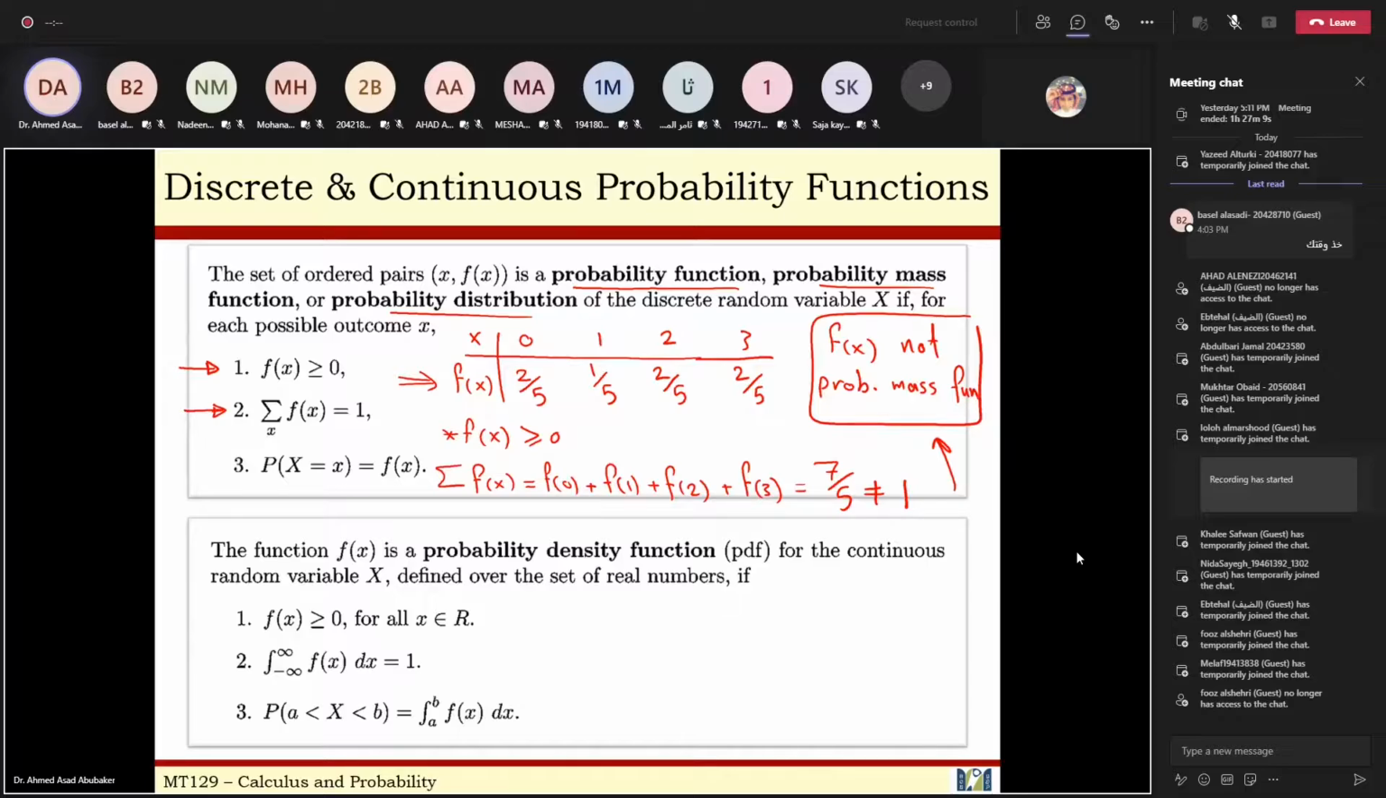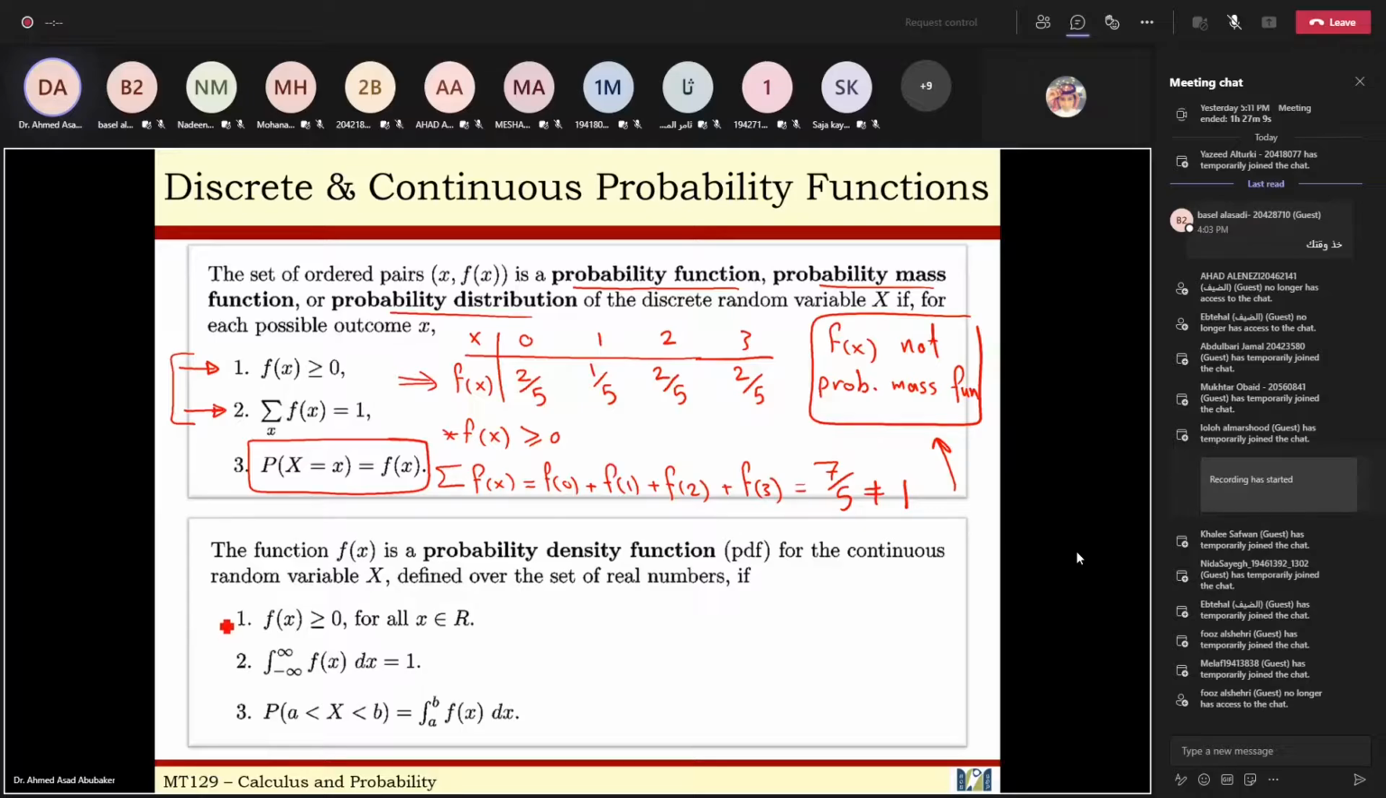Okay, this is the mass function. To find any probability, this is equal to f of x. For example, what's the probability of x equal to 2? This is equal to 2 over 5. This is the same f of x. This is the condition if we have discrete.